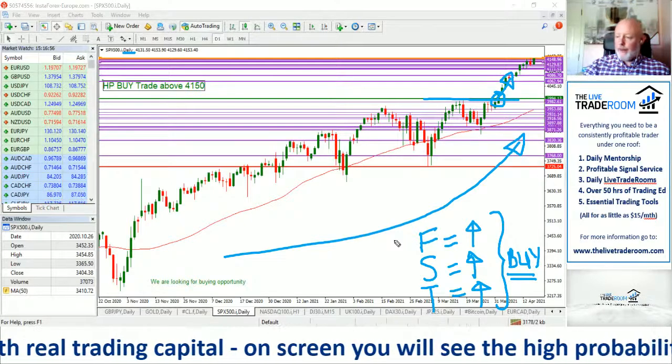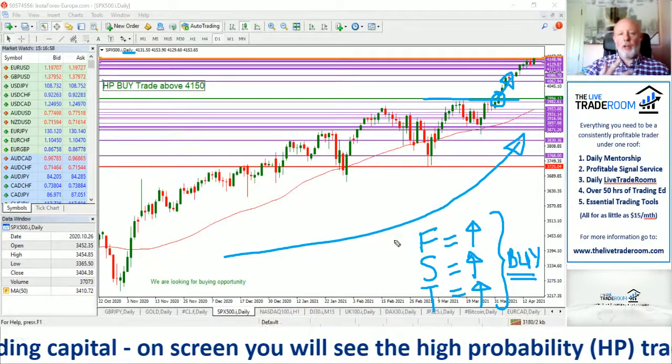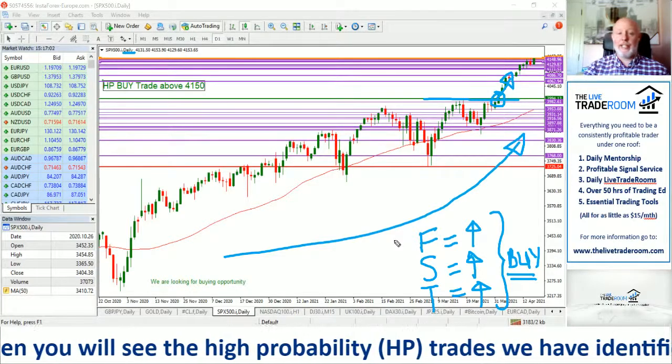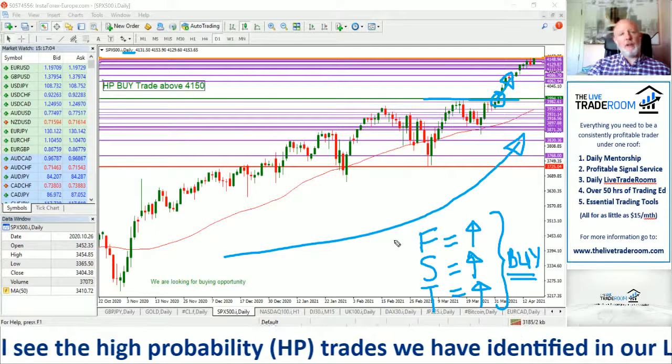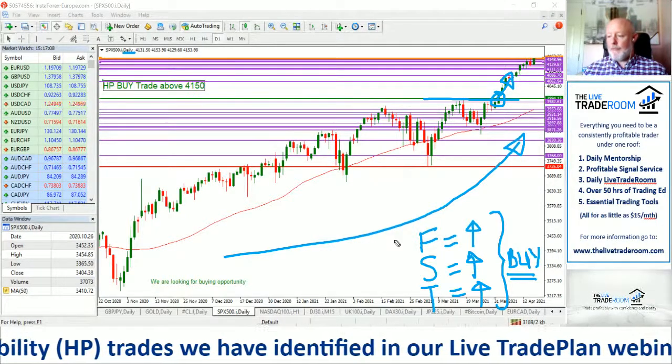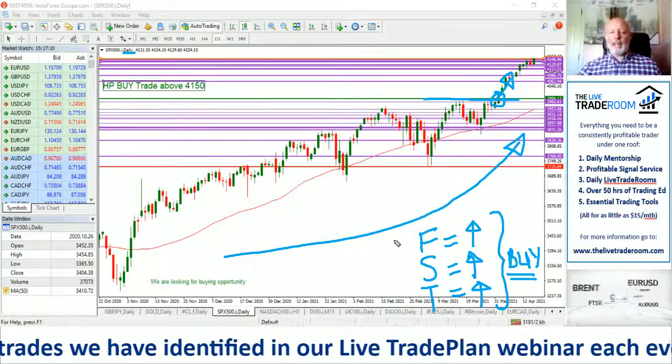if you know you've got the fundamentals, the sentiment, and the technicals are all on side, it makes your decision making a lot easier. You're discounting 66% of the options, and you're focusing on the 33% as a result of your analysis, and you're not double guessing yourself.